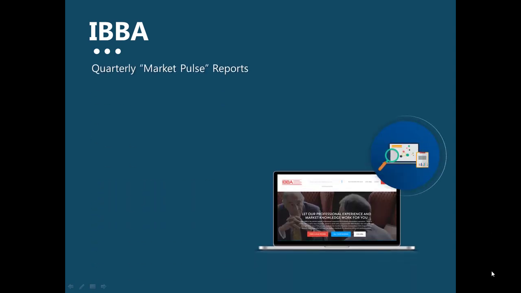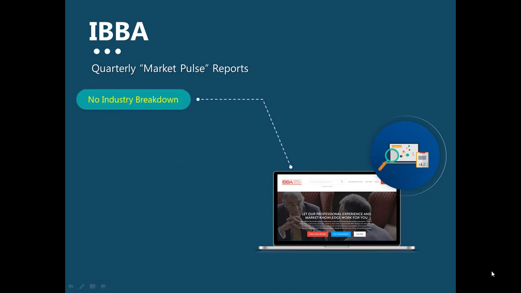The International Business Brokers Association also provides quarterly data on US small business sales in the form of its quarterly Market Pulse reports. Compiled in conjunction with M&A Source and Pepperdine University in California, the data is provided by approximately 300 business brokers and M&A advisors across 38 US states.